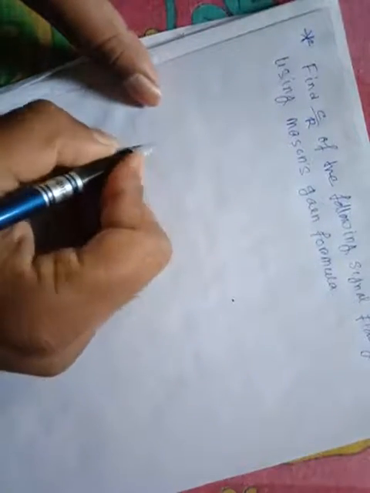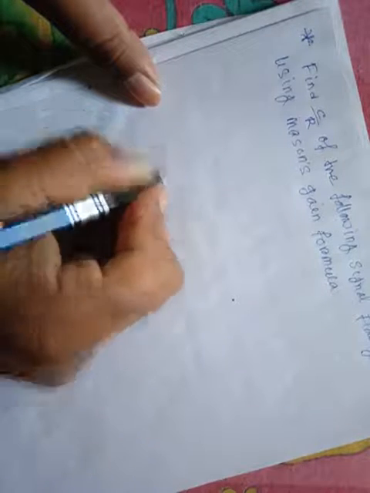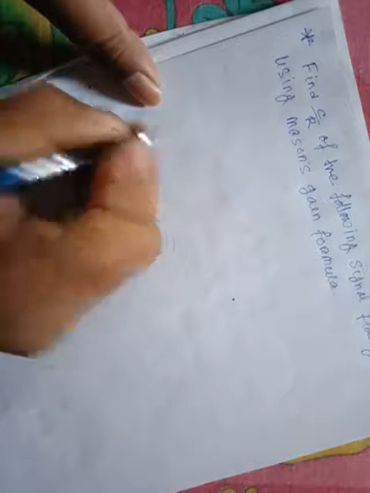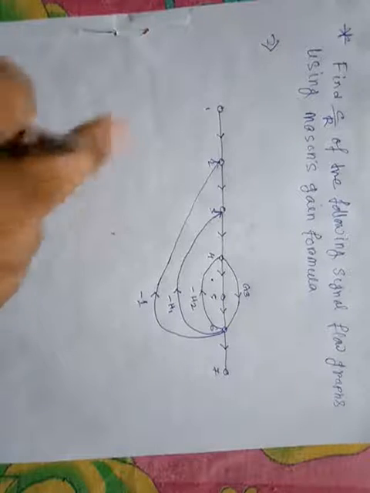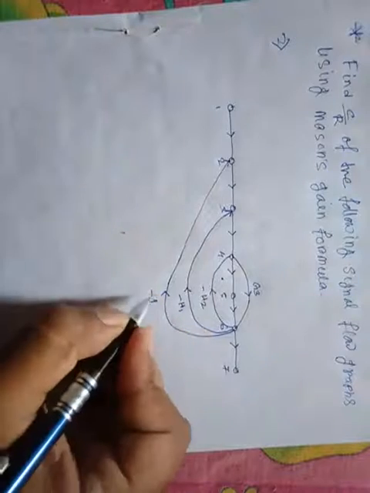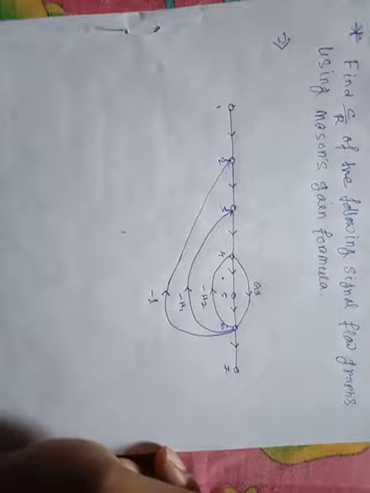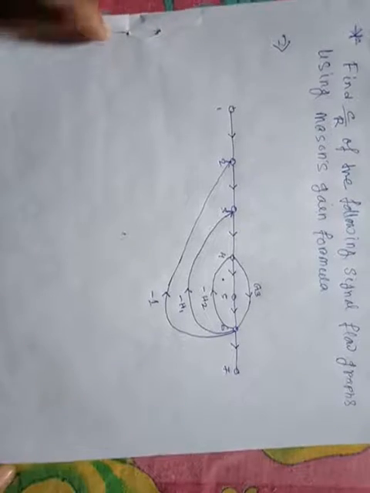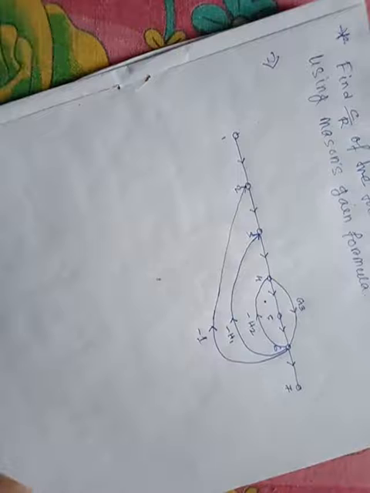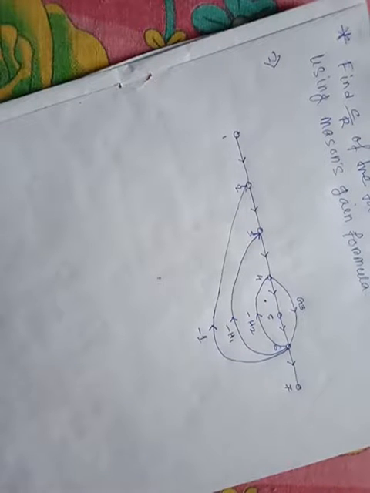Suppose we take as an example the signal flow graph to find C by R using the Mason-Gain formula. So this is the signal flow graph. We will find out the transfer function by using the Mason-Gain formula. So here at first we find out the forward paths. Here the number of forward paths is 2.